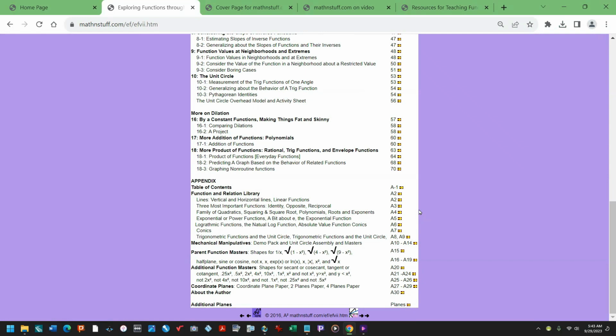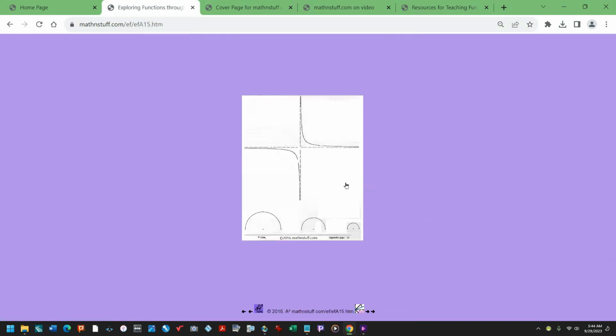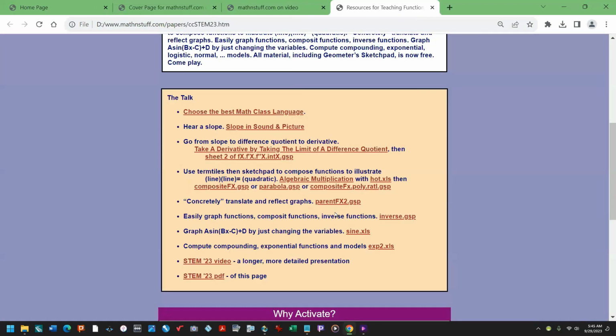But when the pandemic hit, there was no way to do any of this because you couldn't get the manipulatives to the students. So this was the way one could go. But for years, I couldn't figure out how to do it on the screen. So I came up with this alternative. Let's just look at some of the masters here. Parent functions. There you go. That's the reciprocal. Those are some circles. Let's go back one. We're back to here.